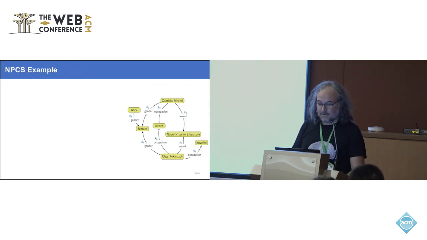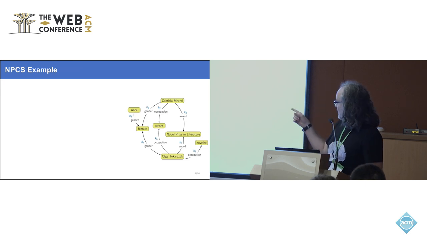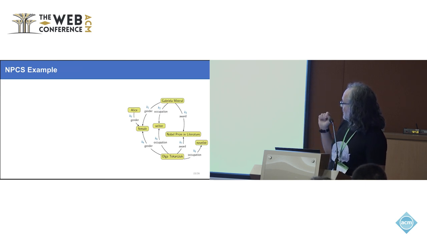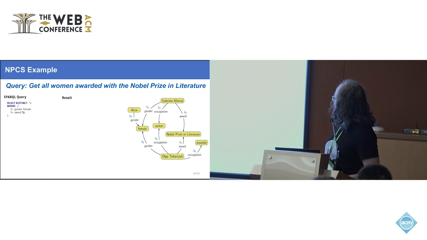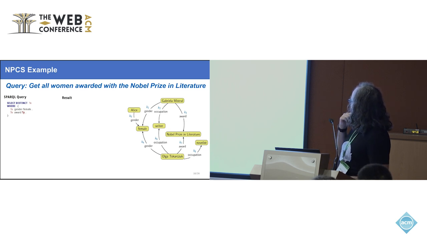So for example, now we consider this data. We have two women here, Gabriela Mistral and Olga Tokarczuk, who are winners of the Nobel Prize of Literature, and we have another one who is not a winner. Then we can make a query like this. We ask to select the distinct women that have received an award.